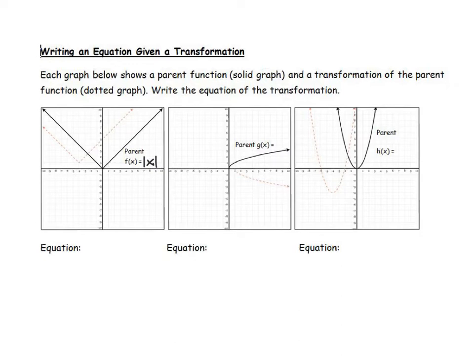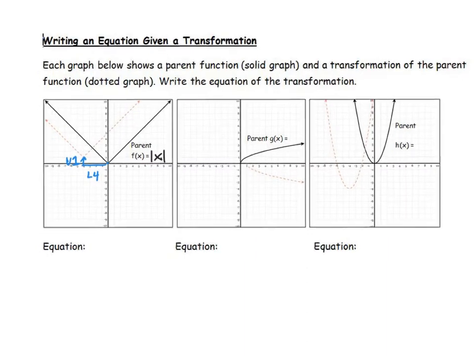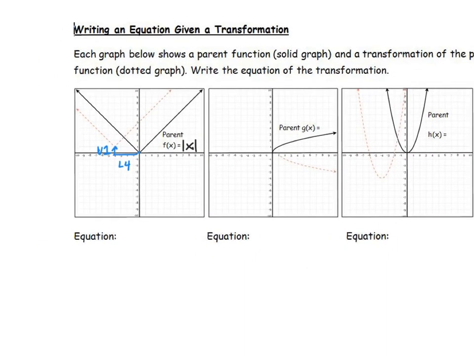Now, to write the transformation, we have to first identify what the transformation is. So I'm just going to see here, okay, so from my parent graph, from (0, 0), I move left, and this is pretty small, but I can see that I move left 4 units, and I move up 1 unit. So I'm going to write left 4, up 1. So I just have to figure out how to write that equation with a left 4 and an up 1.